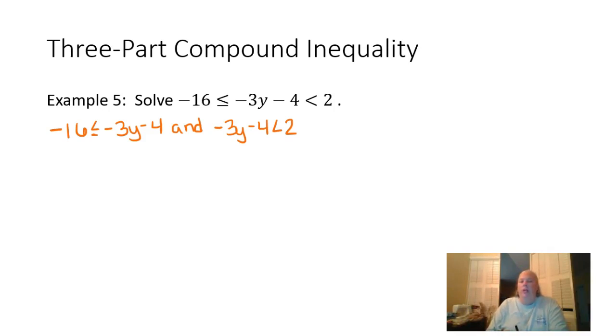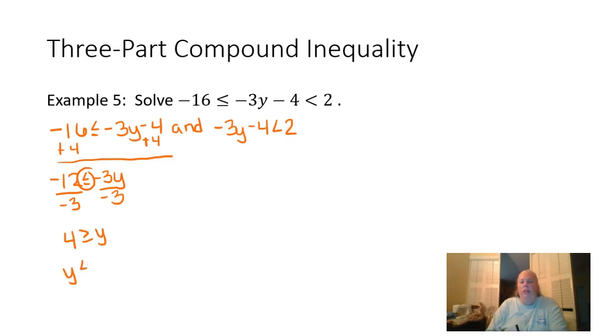Alright, concentrating over here, we can add 4 to both sides. This is going to give me -12 is less than or equal to -3y. And then I can divide this side by -3 and divide this side by -3, but when I divide by a negative, you want to be sure and turn that sign around. So now we know that 4 is greater than or equal to positive y, which means that y is actually less than or equal to 4.